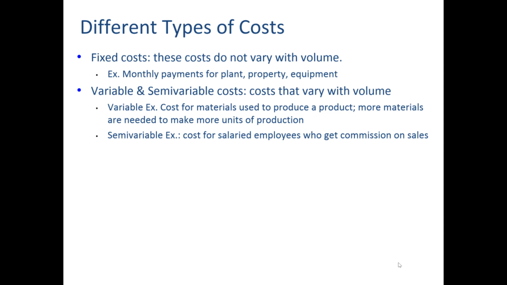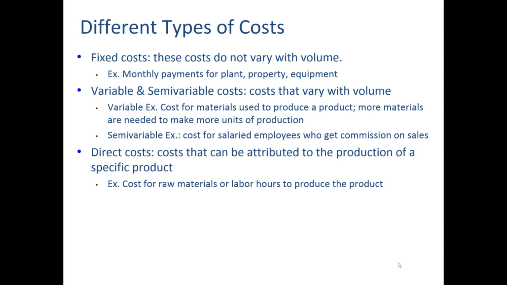A semi-variable cost is one that varies in part. One example is the cost for commissioned salespeople. Many salespeople are paid a base salary, which is fixed, and then they get paid a variable part, which is a function of how many products that they sell. So that is an example of a semi-variable cost.